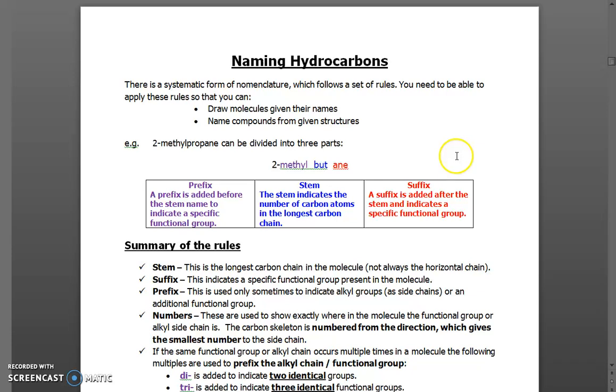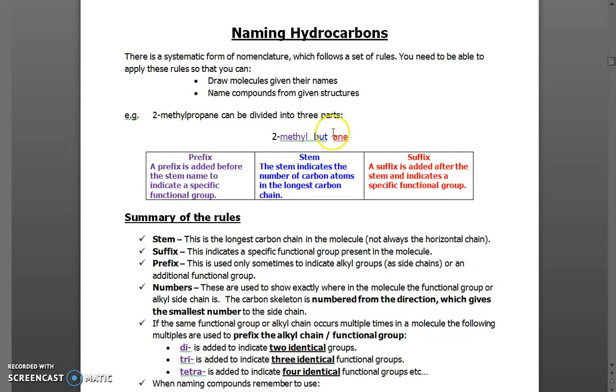Okay, so naming of hydrocarbons is made up of 3 different parts. You've got your stem, your blue part, which tells you the number of carbon atoms in the longest chain. Your suffix, your ending, which tells you your specific functional group. At the moment we'll be dealing with alkanes, and the prefix here in purple, which tells you which alkyl group you've got attached to your molecule.